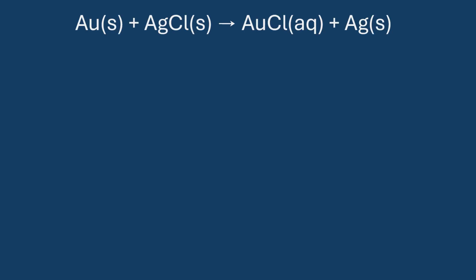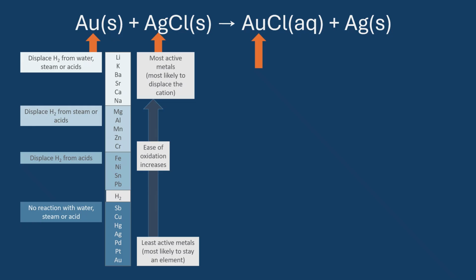Sometimes your equation won't be a true story though. So this equation, as written, says that gold is reactive enough that it would prefer to be an ion over the silver cation. Now, if we consult the activity series and look up the metals, we see that silver is the more reactive of these two because it's higher on the series.